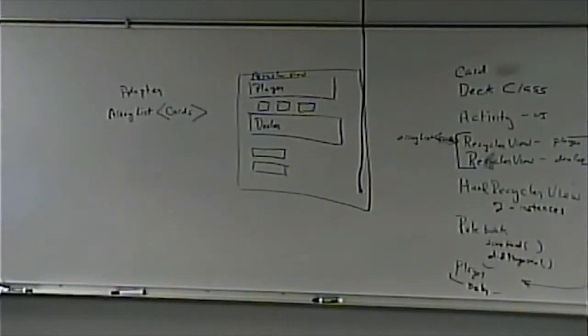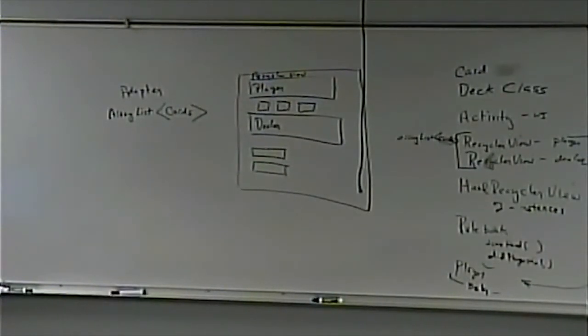What's our recycler view going to look like? All right. What methods exist in a recycler view? We're going to have a constructor. And we're going to somehow pass in an array list of cards.